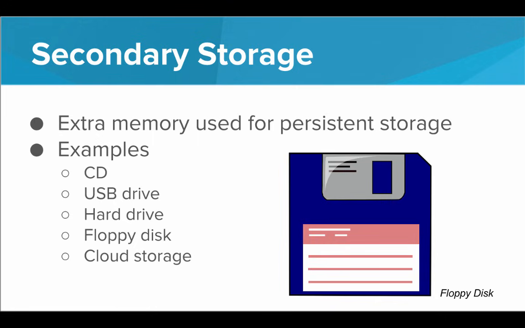Whether there's power or not, secondary storage continues to store the data that we want to store. And examples of this are CDs, USB drives, hard drives, floppy disks, and cloud storage. These are all places that we can put these numbers, this digital data, we can store it in these storage devices and then pull it back out later.